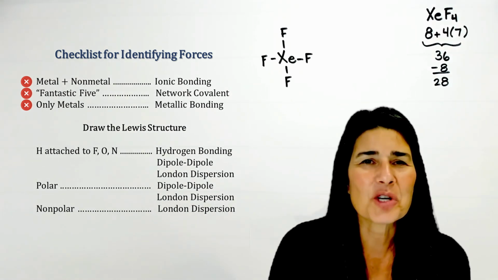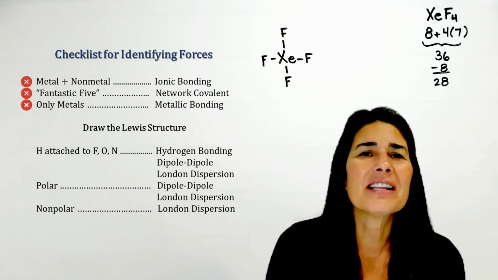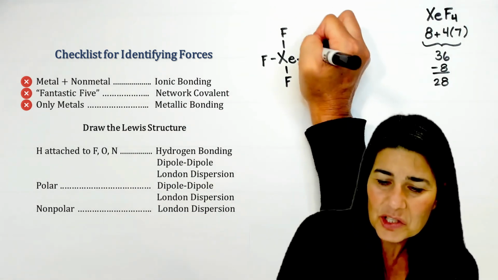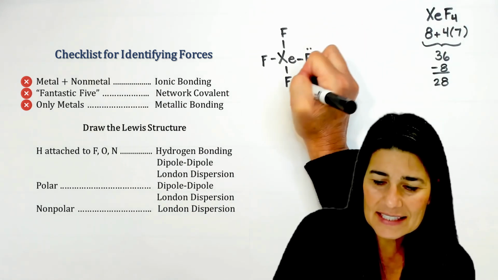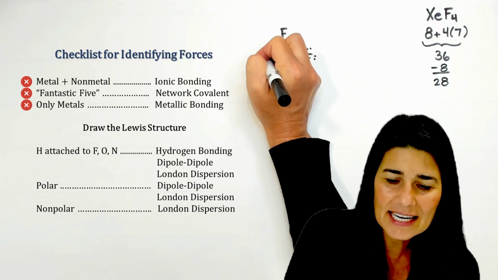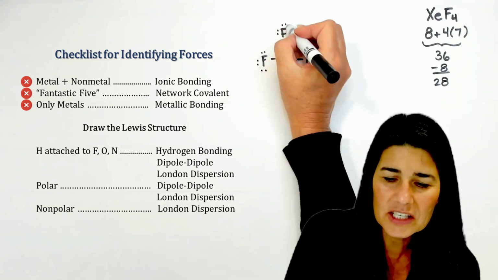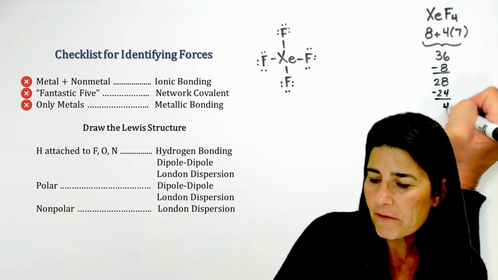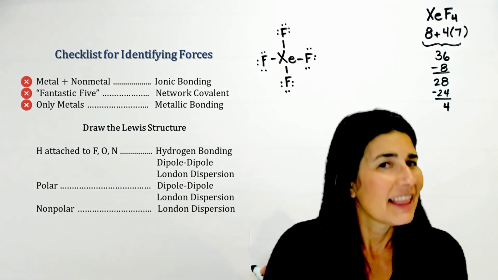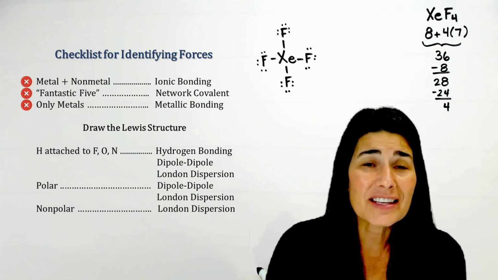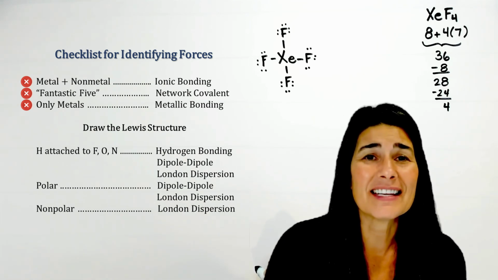Step 3 of drawing a Lewis picture says, fill in the octets of your outer atoms. Let's do that. 2, 4, 6, 8, 10, 12, 14, 16, 18, 20, 22, 24. I'm going to take away 24. I got 4 left over. Leftover electrons go on your center atom as pairs. It's okay to do this with xenon.